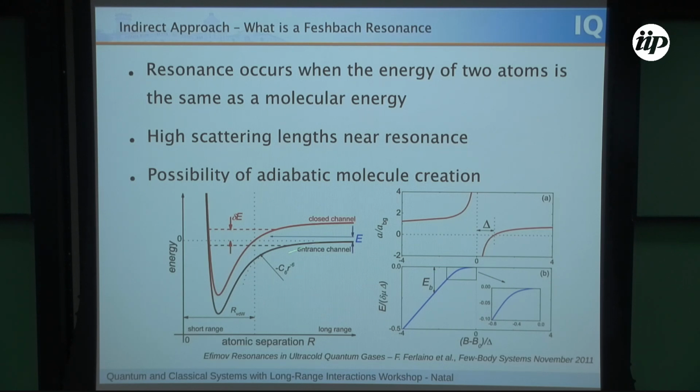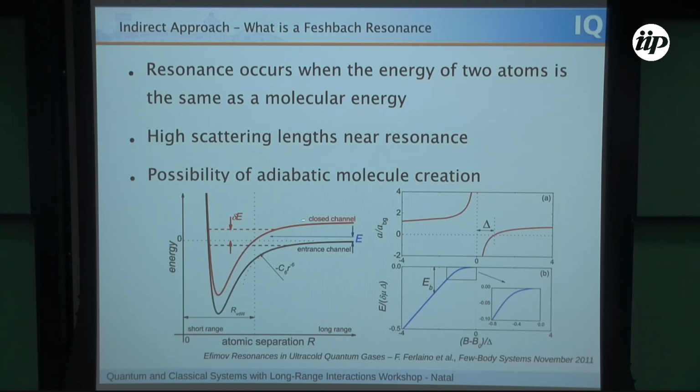But this is just one of the hyperfine levels of the two atoms, and the two atoms could be in a different hyperfine level. You could excite one of these atoms to a higher energy hyperfine level, and that would then be on this molecular potential. And this molecular potential does not have enough energy to release the atoms again, if they get in there. So if you could somehow get the atoms from this hyperfine configuration to this one, you could possibly trap them, or form a molecule with them. And a Feshbach resonance does just that.